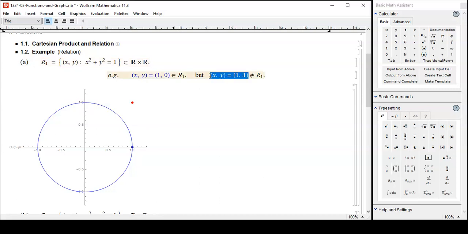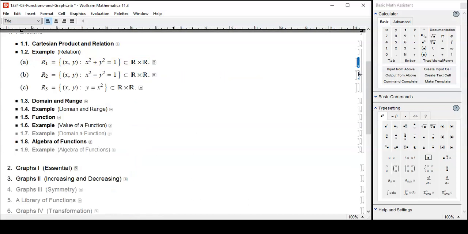Here's another example. (x, y) is (1, 1), and that point is over here, and as you can see, it doesn't belong to the circle. So it doesn't belong to this relation R1. You can check manually: 1 squared plus 1 squared is supposed to be 2, not 1, so this one is out.